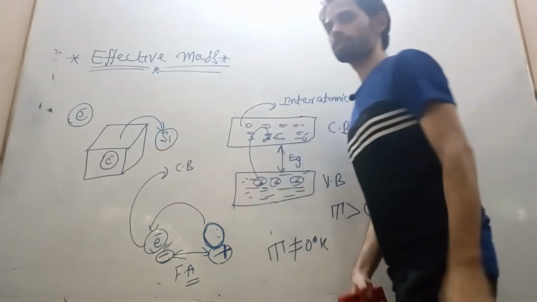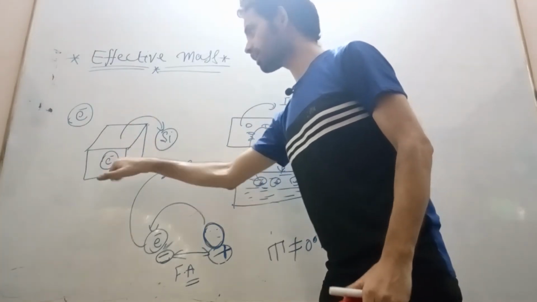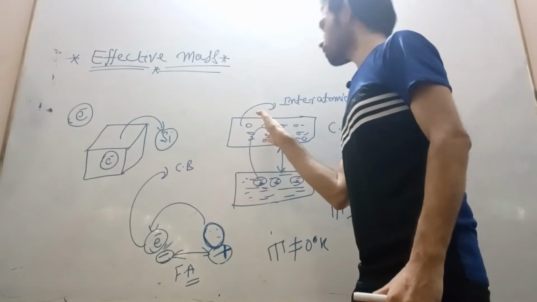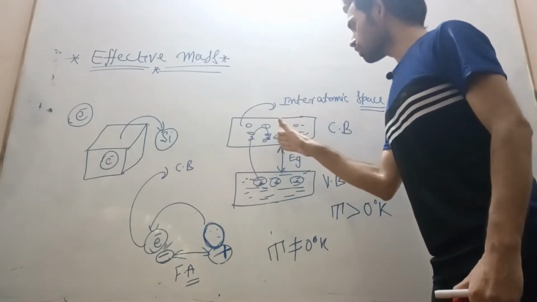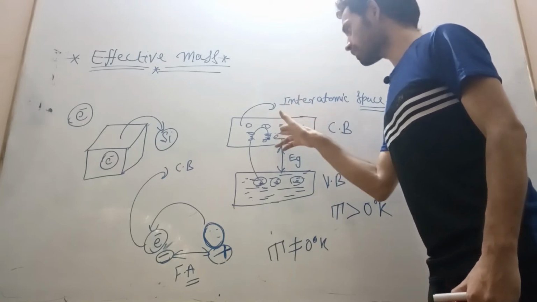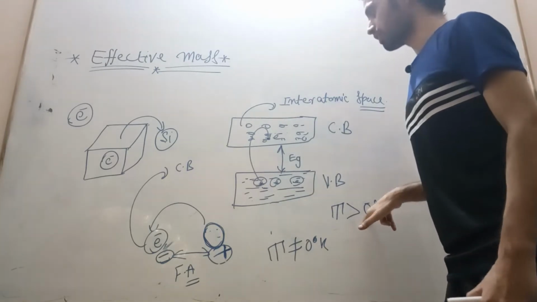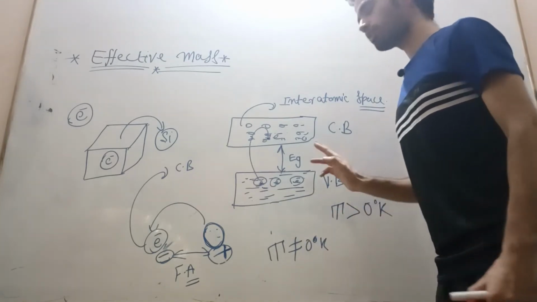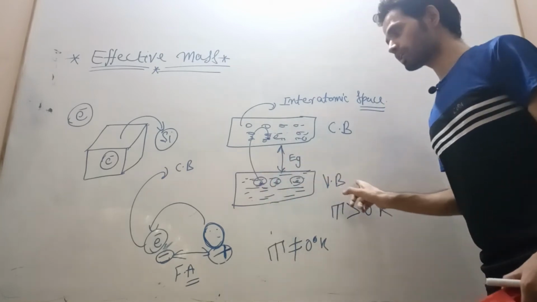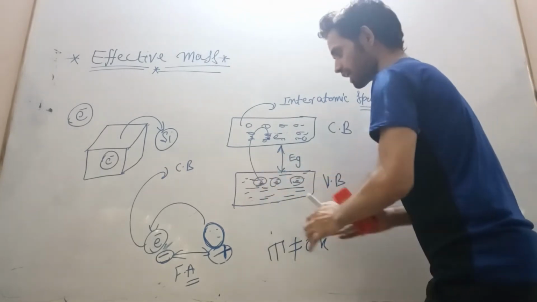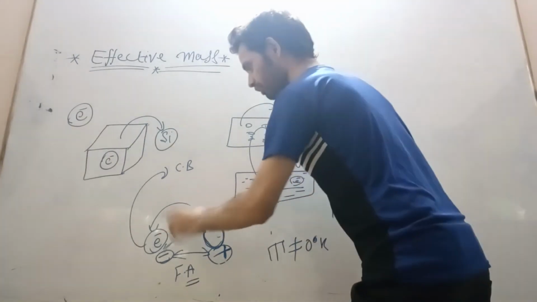Inside the crystal the electron is free, meaning free in the interatomic space. That interatomic space is nothing but the conduction band. The electron is available in the conduction band only when the temperature is greater than 0 degree Kelvin. When the temperature is greater than 0 degree Kelvin, definitely there is a hole in the valence band. If there is a hole, it has a positive charge. And definitely the electron is also there.